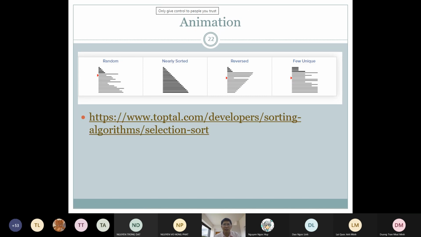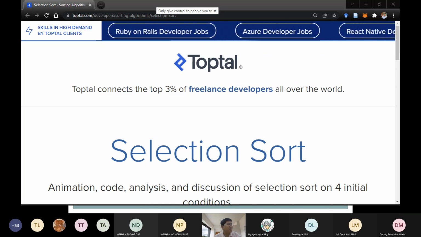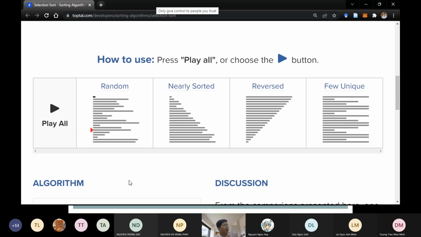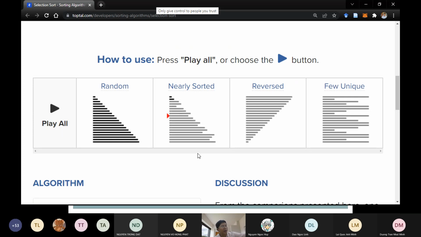Selection sort in action. Now selection sort: we find the smallest, put it there. 5, put it there. 5, put it there. See? So we don't need to do many swaps in the middle. Pick, pick, pick, pick. So we do the same number of iterations, same number of comparisons, but we do fewer swaps.